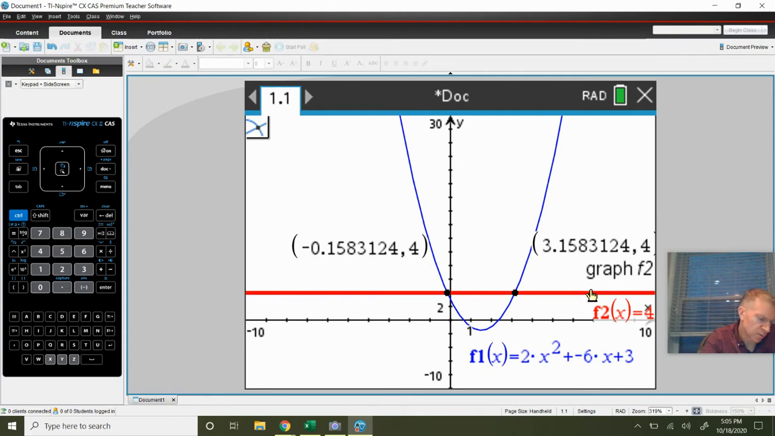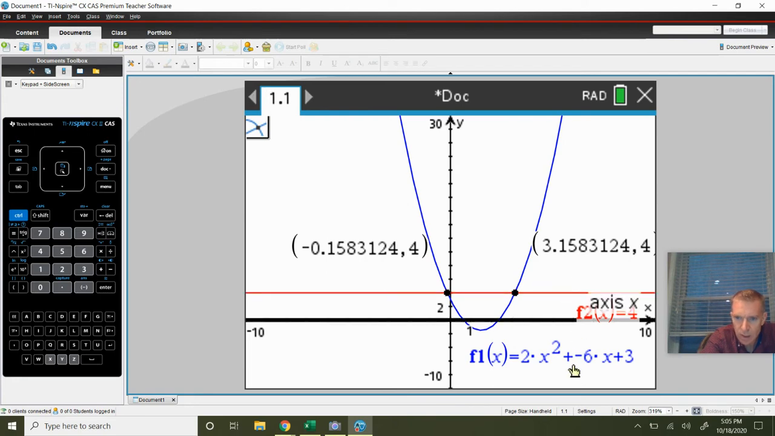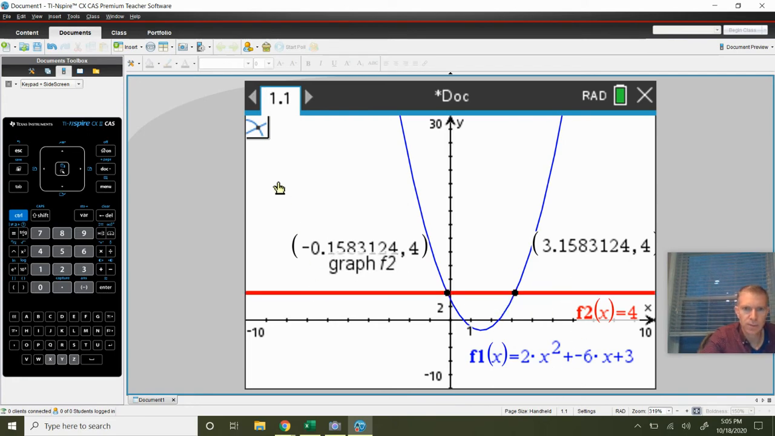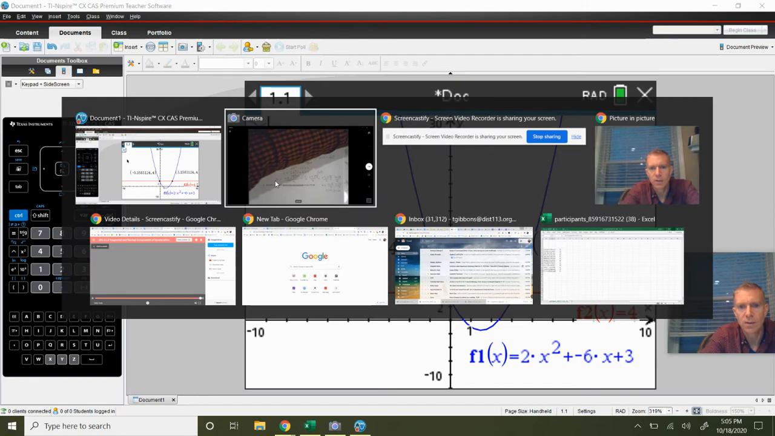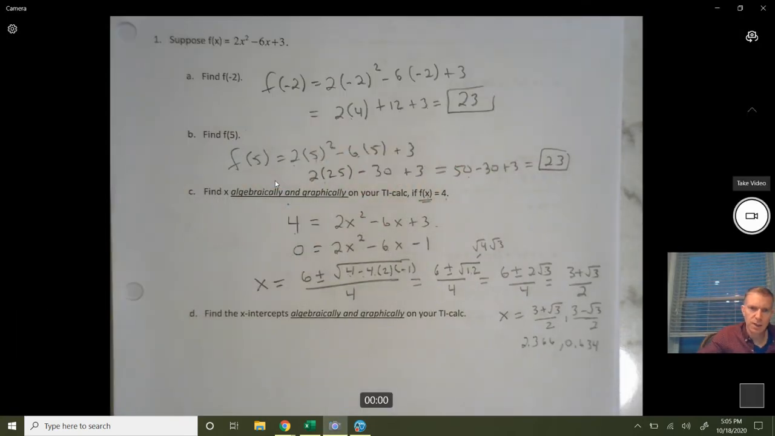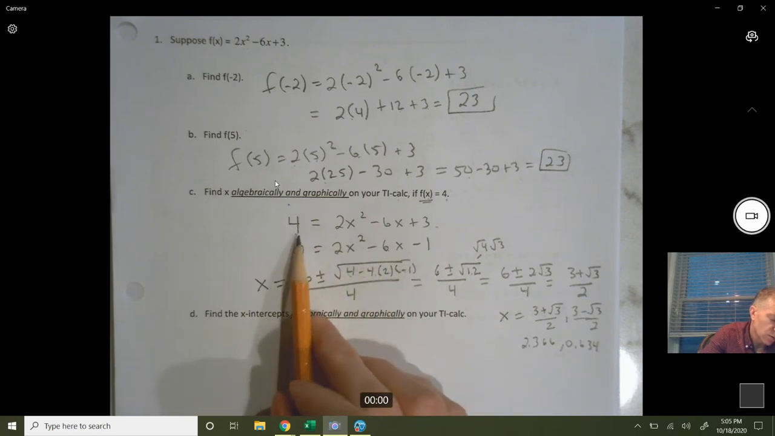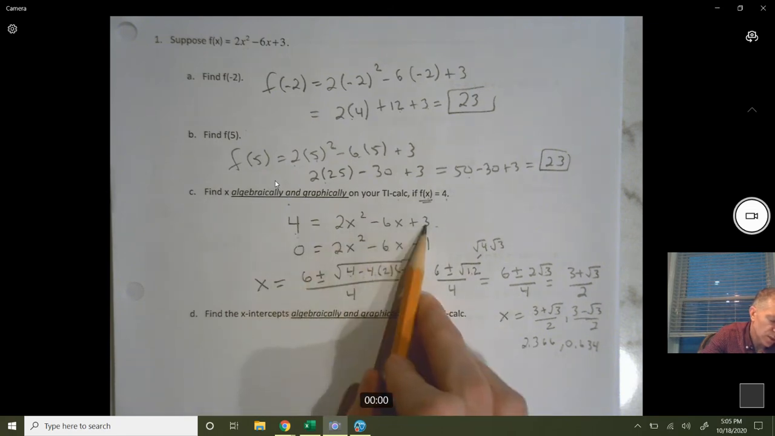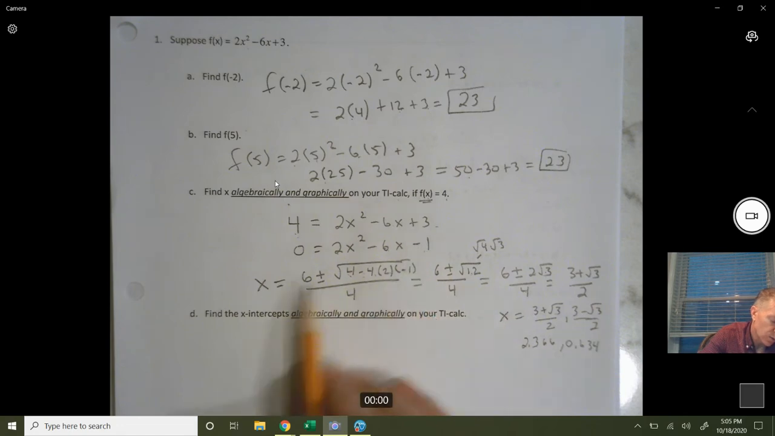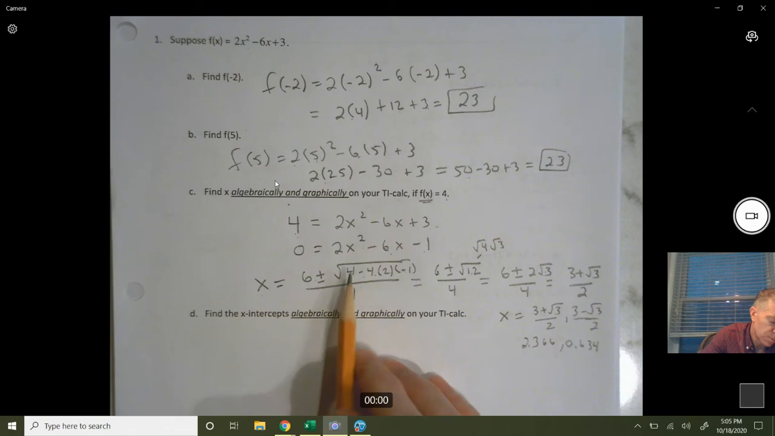We graphed y equals 4, and we graphed y equals 2x squared minus 6x plus 3. Actually, you can move these out of the way. You just kind of grab it and you can move it to where you can see it. Okay, let's go back to our work and find our mistake. This can happen. You can make a mistake, and that's what I love about the calculator. You can check your work. Okay, so 4 equals 2x squared minus 6x plus 3. Subtracted that. Okay, x equals opposite of b, plus or minus.